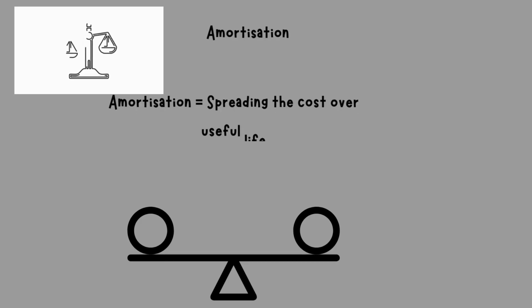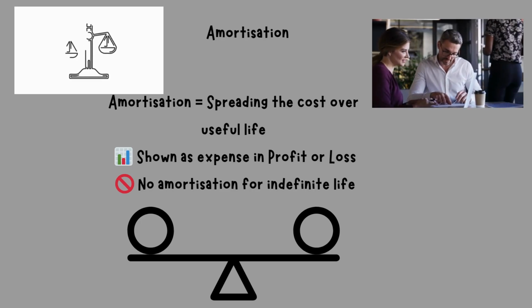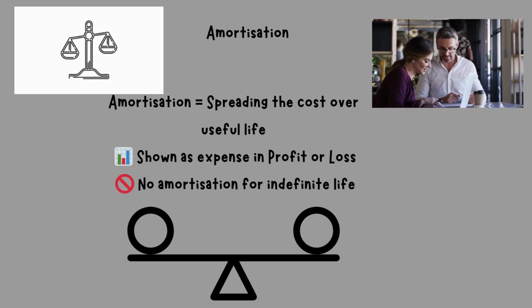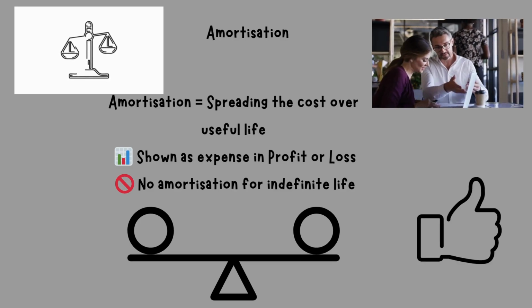Like depreciation for tangible assets, amortization spreads the cost of an intangible asset over its useful life. It usually goes into the profit or loss statement as an expense. But if the asset has an indefinite useful life, like some trademarks, you don't amortize, just test for impairment.